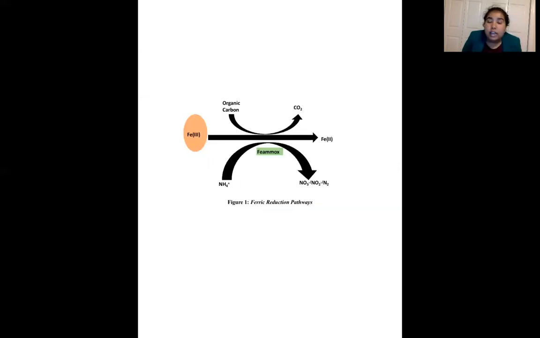As seen in this figure, ferric reduction can be coupled to two different pathways in ferric dosed anaerobic technologies. One is the organic carbon oxidation pathway, and that bottom pathway is the ammonium oxidation pathway, which is ferric reduction coupled to ammonium oxidation, what we refer to as the Feammox pathway.